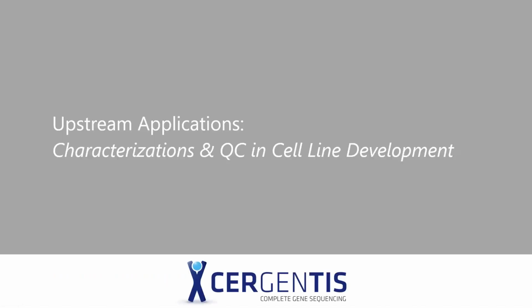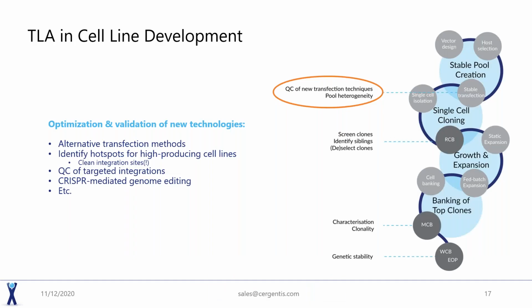So now moving on into the relevance of our TLA analysis in the upstream process of cell and gene therapy. Well, TLA can actually be applied at different stages. Well, first of all, in the optimization and validation of new technologies. So for instance, you might be interested in identifying the hotspots of targeted integration, but even if you're working with random integrations, you'll probably still want to know where the integration has ended up in the genome and if the integration is clean and so on and so forth.